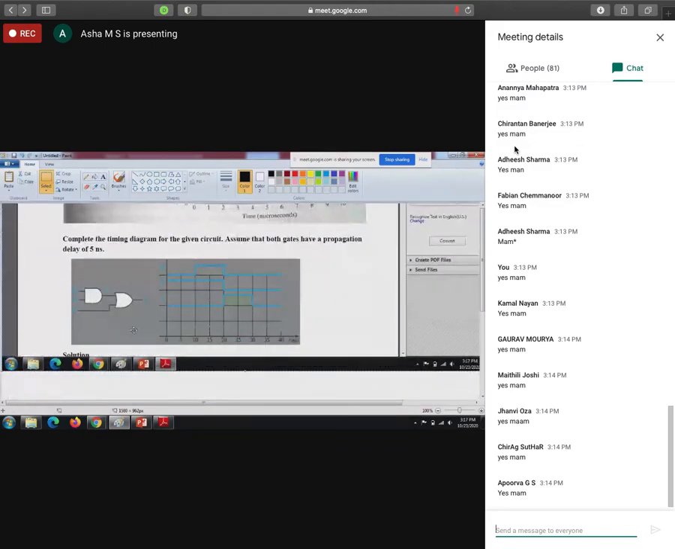Copy this and solve. Complete the timing diagram for the given circuit. Assume that both the gates have a propagation delay of 5 nanoseconds. So for the AND gate and for the OR gate, I have 5 nanoseconds.